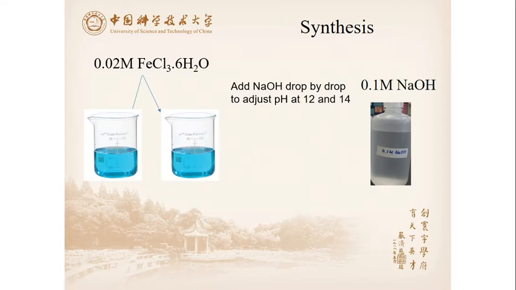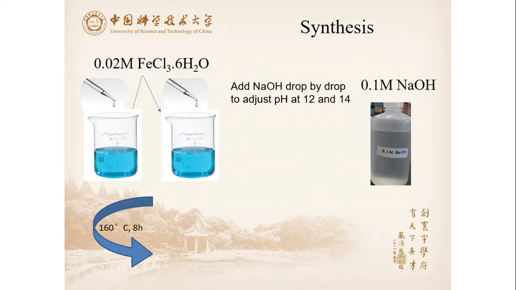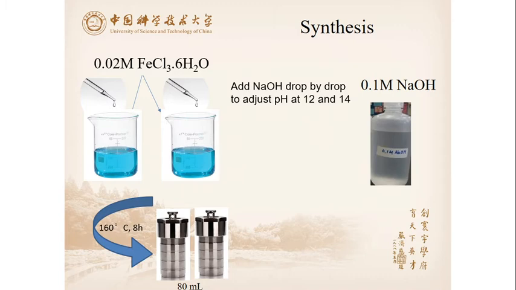Then after that step, we need to transfer these two solutions in Teflon lined autoclave, that is 80 ml Teflon lined autoclave for 8 hours at 160 degrees Celsius. When the synthesis time gets completed, we need to cool down the Teflon lined autoclave at room temperature. Thus we get iron oxide monohydroxy precipitate.